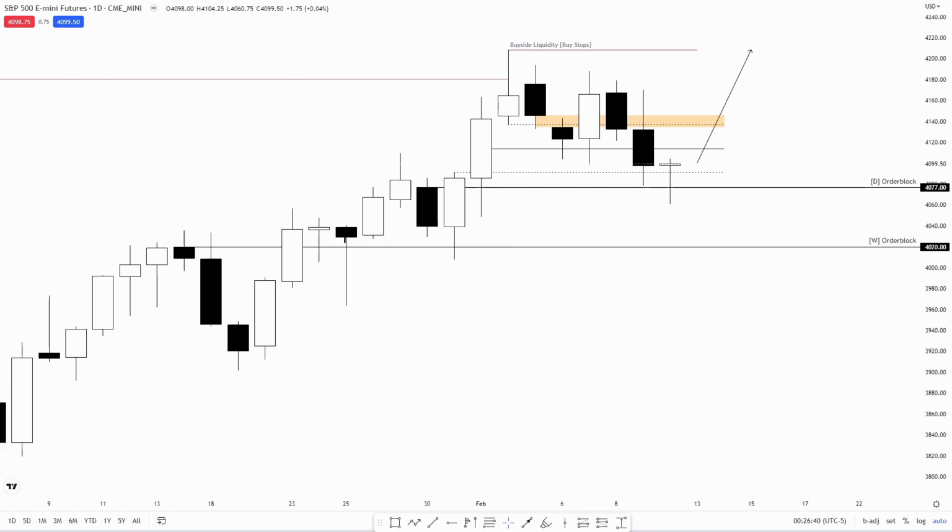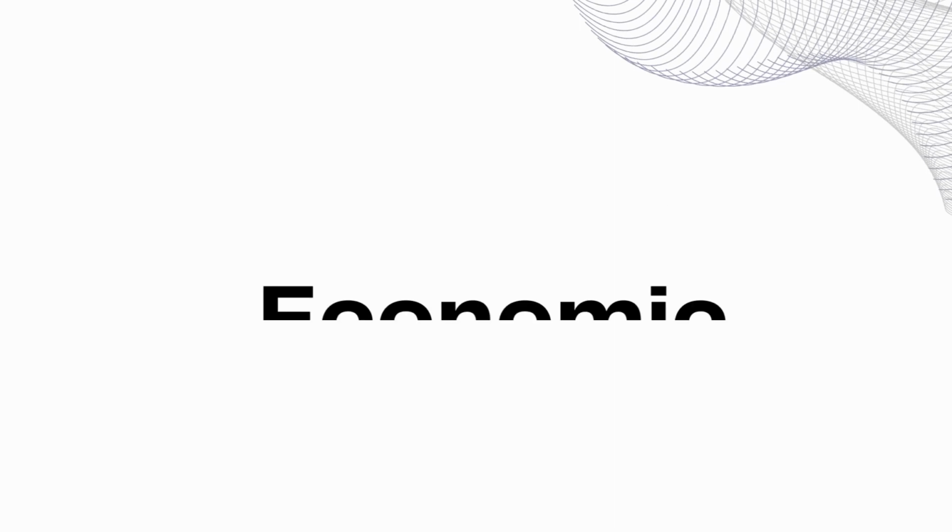Of course, price could run for the rejection blocks right here and trade one more time into the weekly order block, which consists of these three down close candles. But I think the market prepared nice buy side liquidity, all these relative equal highs for the next week. Now let's look at the economic calendar and why I think that this buy side liquidity will be taken out next week.